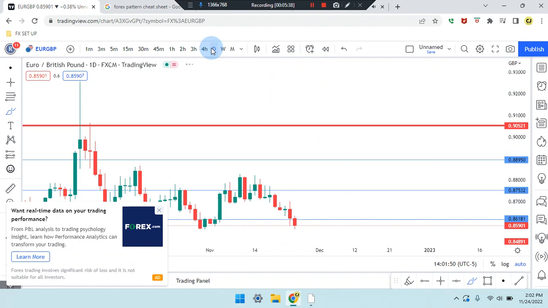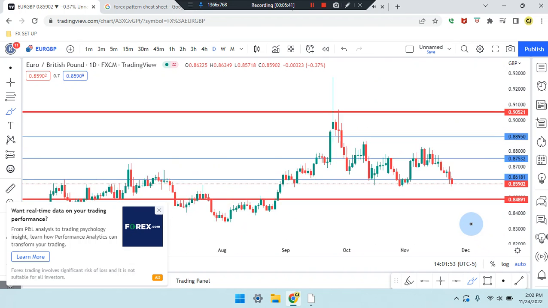Headed down to the daily time frame. Price action on the daily time frame, bearish red candle.